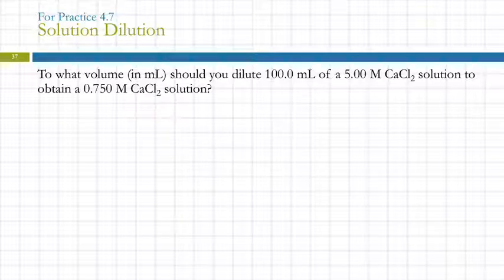So let's practice using that equation. To what volume in milliliters should you dilute 100 milliliters of a 5 molar calcium chloride solution to obtain a 0.750 molar calcium chloride solution?